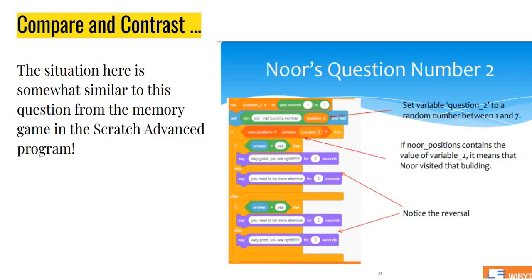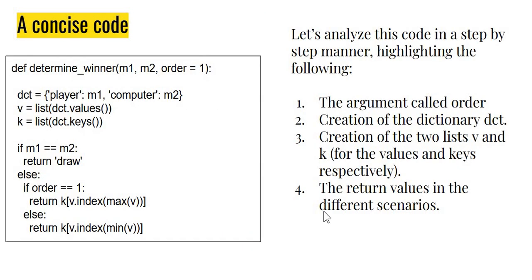Now, this situation is a little reminiscent of what we had done long back in the memory game in Scratch, where we had the question of whether my node visited a particular building. The answer to that could be yes or no, depending on whether the building had been visited or not. It's a little bit like this, but with the knowledge of dictionaries and all the programming we have learned, we'll do it in a much more concise manner rather than writing a complicated if-else statement. How do we do this? Well, we will make use of dictionaries.